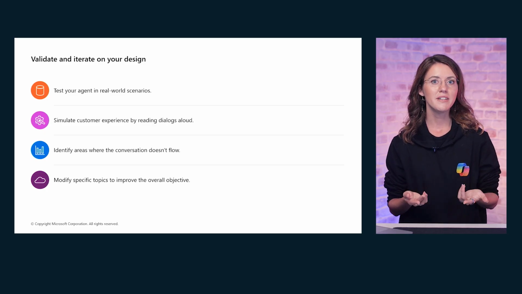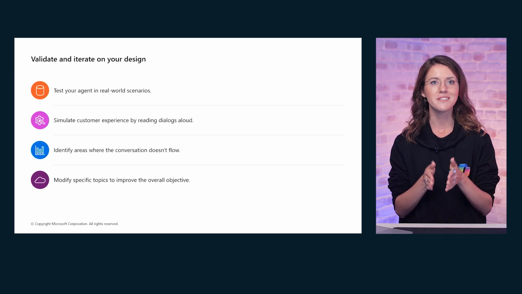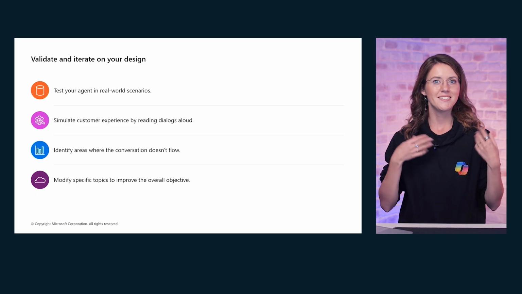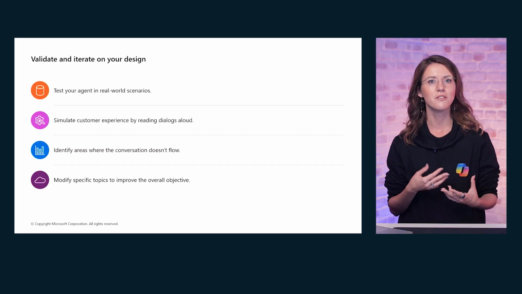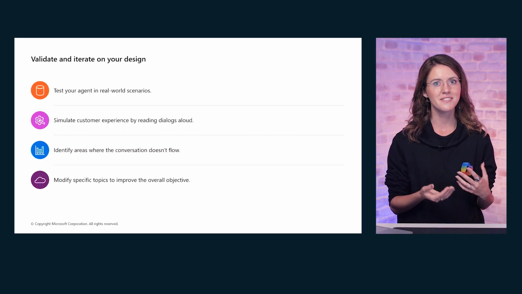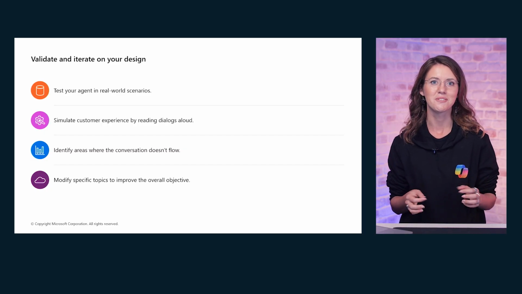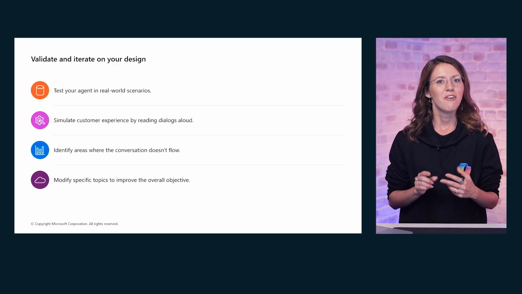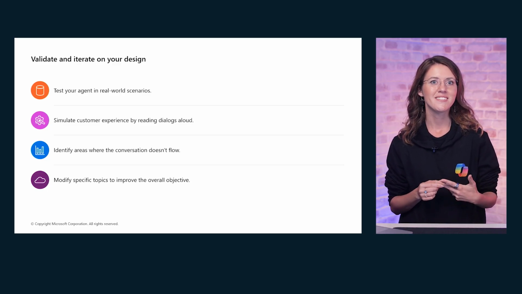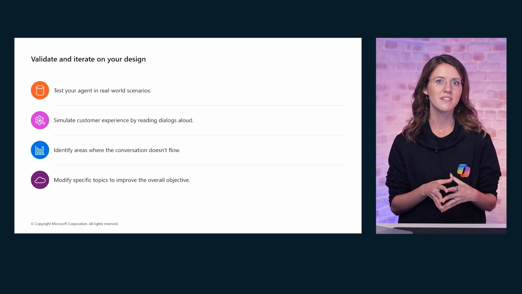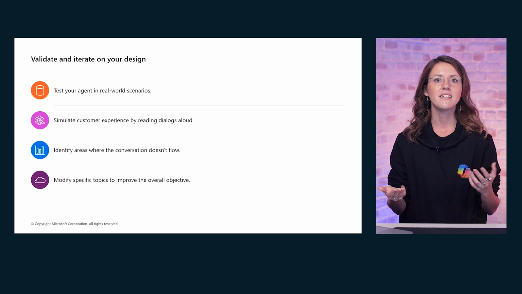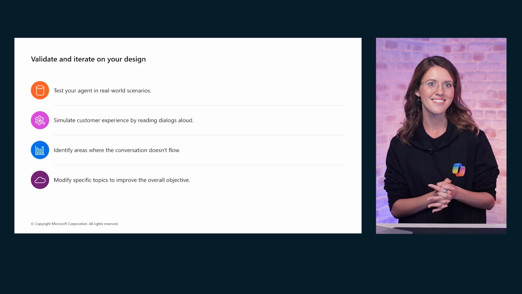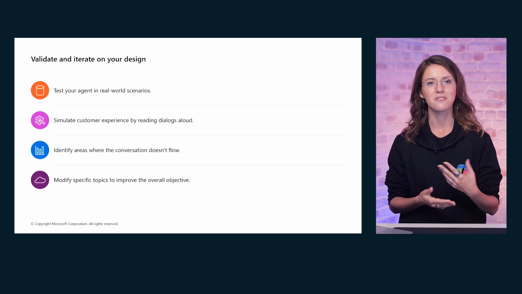Next, simulate the customer experience by reading dialogues aloud. This can help identify areas where the conversation doesn't flow naturally. It's like rehearsing a script to find the rough spots. Once you identify these areas, you can modify specific topics to better fit the overall objective. Think of it as fine-tuning your agent to make it more engaging and user-friendly.